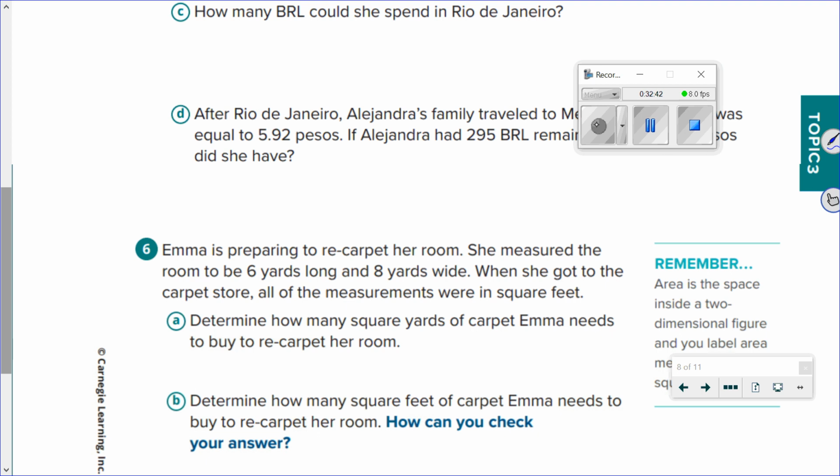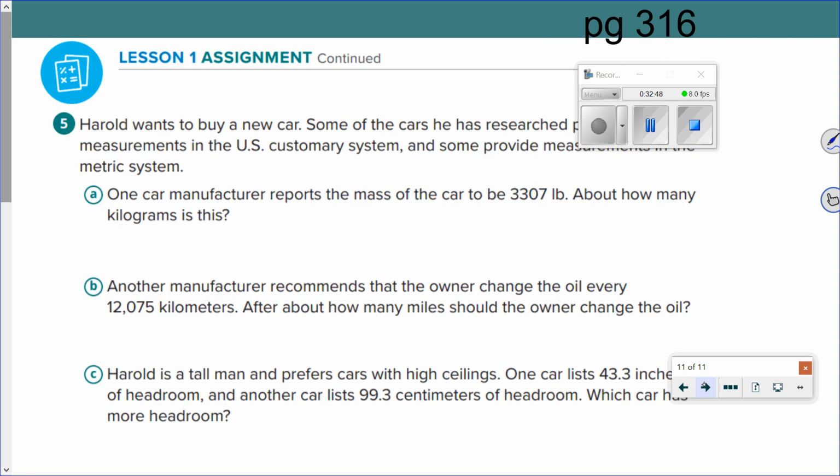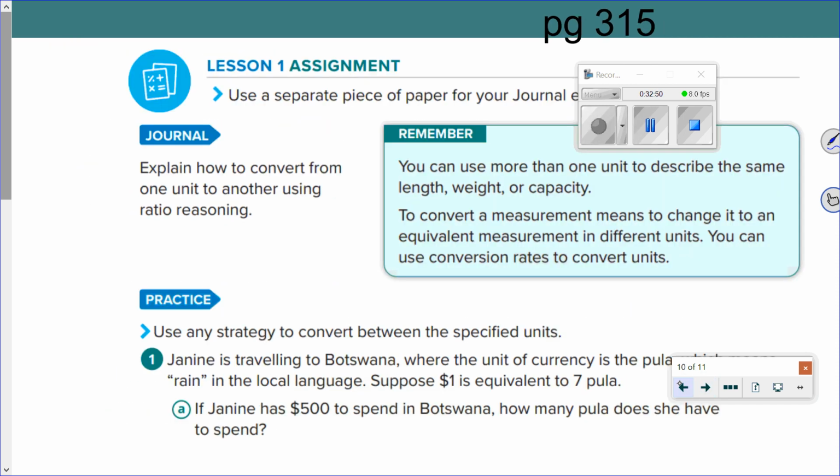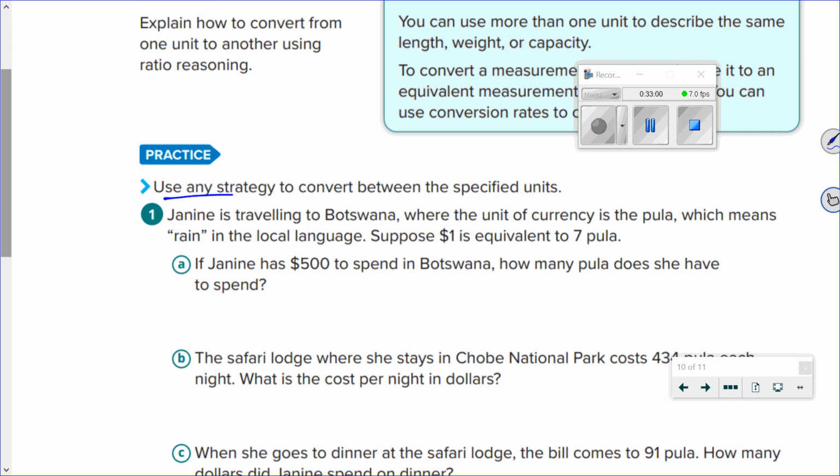Guys, in order to have time to go over the homework, let's go straight to that. So page 315. Please be quiet and take note. I'm about to help you with what you need to do on your homework. On this one, use any strategy, use the proportion, like we've been trying to teach you. They gave you an equivalency: 1 dollar is equal to 7 pulas.